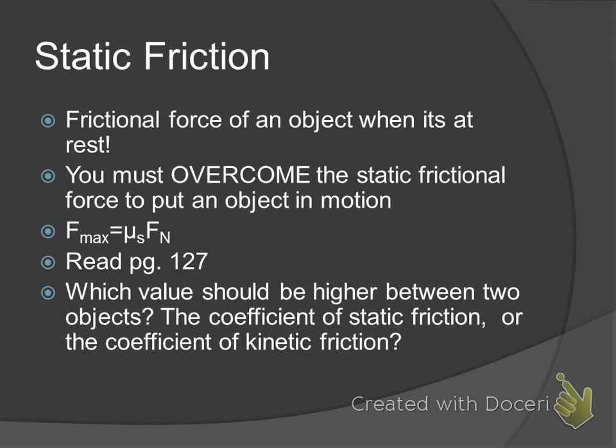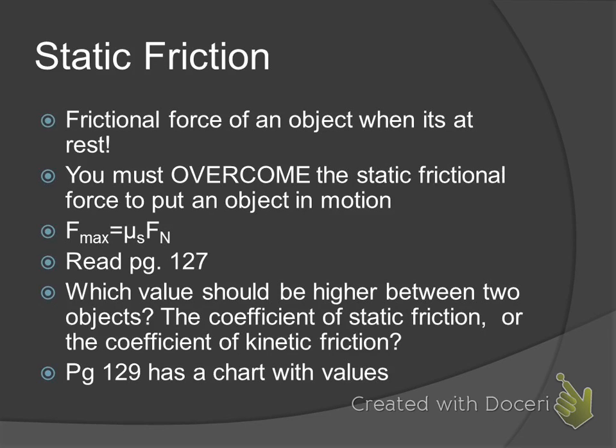Okay, so based on what we've talked about so far and based on what you read on that page, which value would you expect to be higher, the coefficient of static friction or the coefficient of kinetic friction? Which of those mu values should probably be a larger value? Static, right? The coefficient of static friction. Those two surfaces are going to exert a greater force. So what I want you to do is turn to page 129. Page 129 has a chart with these values of coefficients of friction.